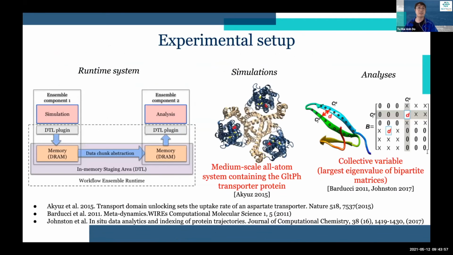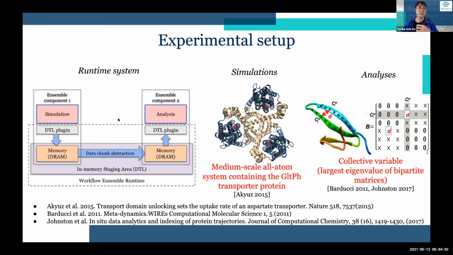Okay, so for the experiment setup, we conduct the experiment on a workflow example of a molecular dynamics use case. For the simulation, we use a medium-scale atom system. And for the analysis, we use a specific analysis that we call collective variables, which computes the largest eigenvalues of the Piper time matrix.